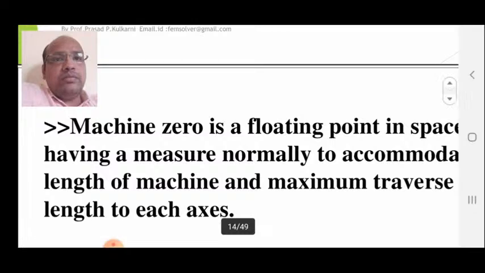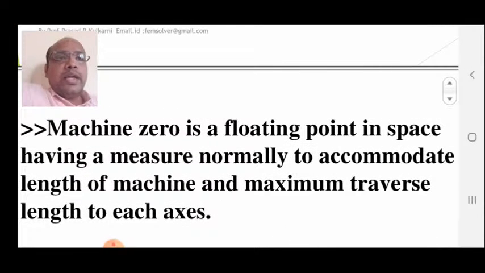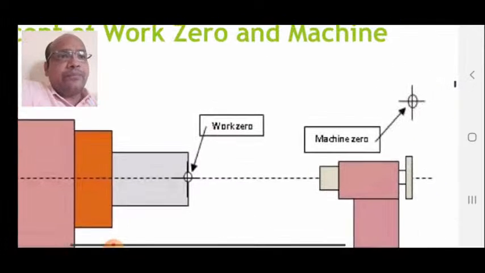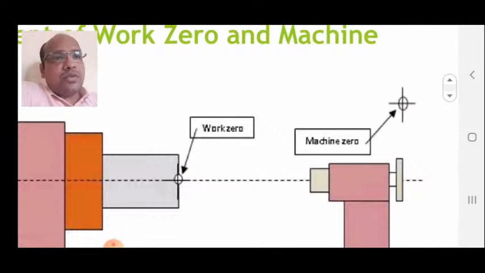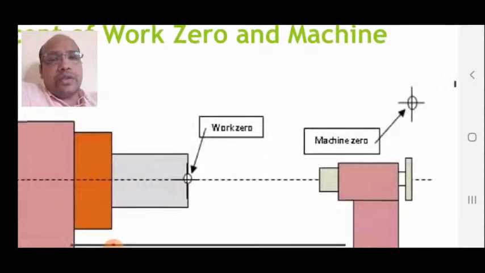Now you see here, machine 0 is a floating point in a space having a measure normally to accommodate the length of the machine and the maximum traverse length of each axis. So machine 0 is not a fixed point. You can see this diagram. Machine 0 is not a fixed point. It is shown at a location here, but it may be at another location in a machine. So it is not a fixed point.